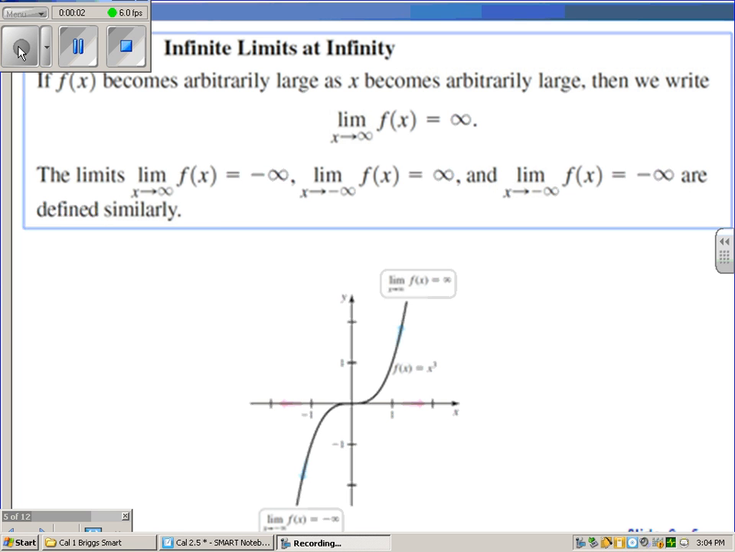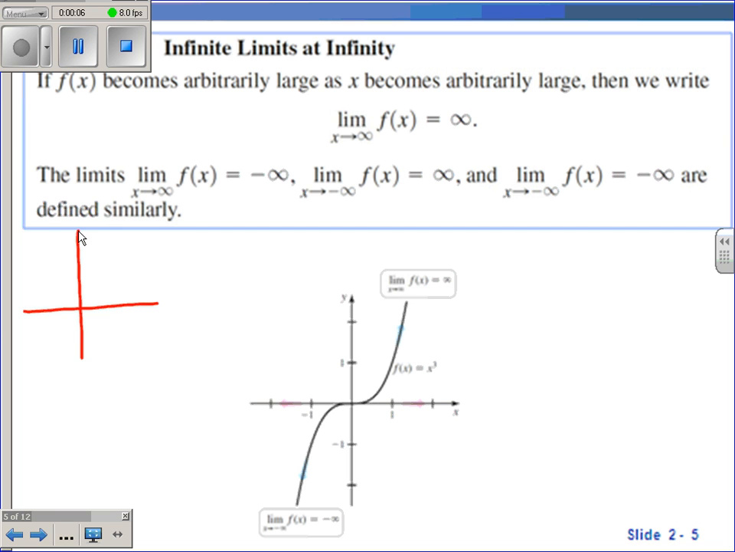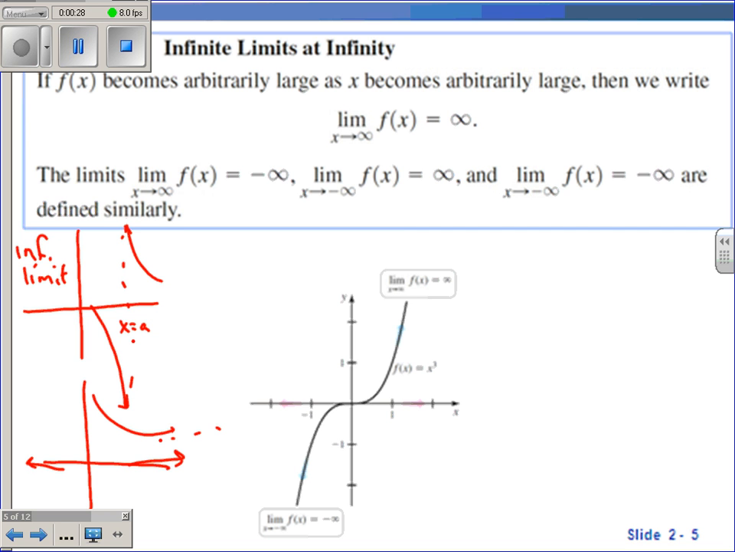Okay, we've now talked about infinite limits, and that's where we had a specific x value, like x equal to a, and the y values were approaching infinity, or the y value was approaching minus infinity. That was an infinite limit. Then we've talked about limits at infinity, and that's where we were talking about x values getting larger and larger, or smaller and smaller, and looking at what the y value is doing if it's approaching some fixed line. So those were our limits at infinity.